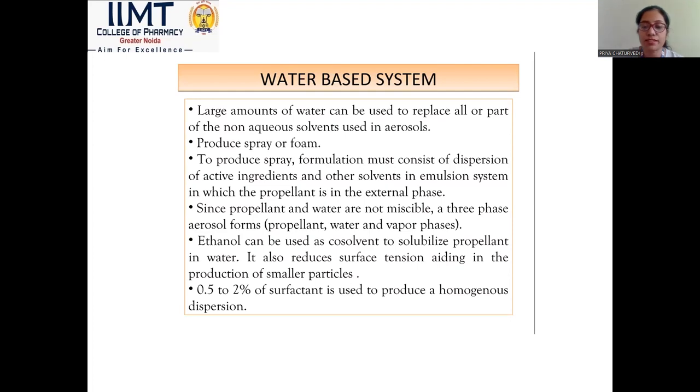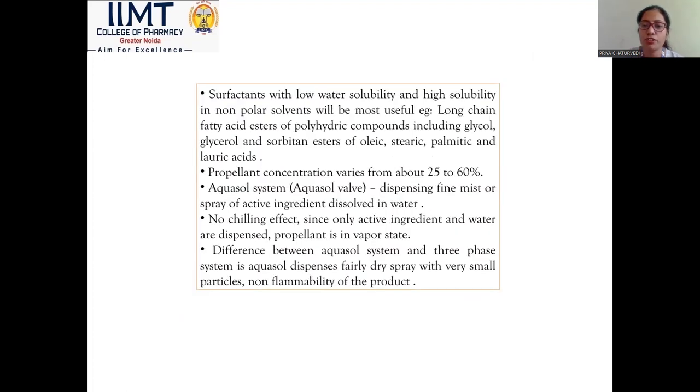Ethanol can also be used as a co-solvent to solubilize propellant in water. It also reduces surface tension, which helps in production of smaller particles. 0.5 to 2% of surfactants is basically used to form a homogeneous dispersion. Surfactants with low water solubility and high solubility in polar solvents can be useful. Examples are long-chain fatty acid esters, stearic acid, lauric acid, etc. Propellant concentration varies from 25 to 60%.